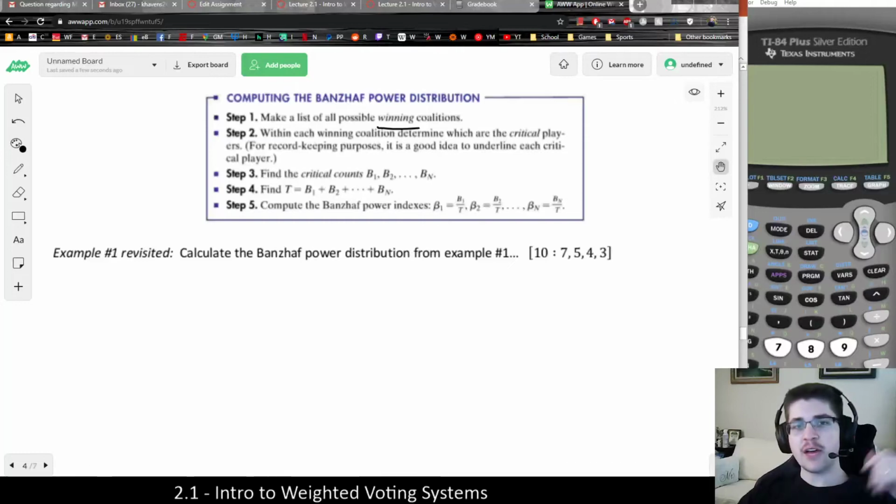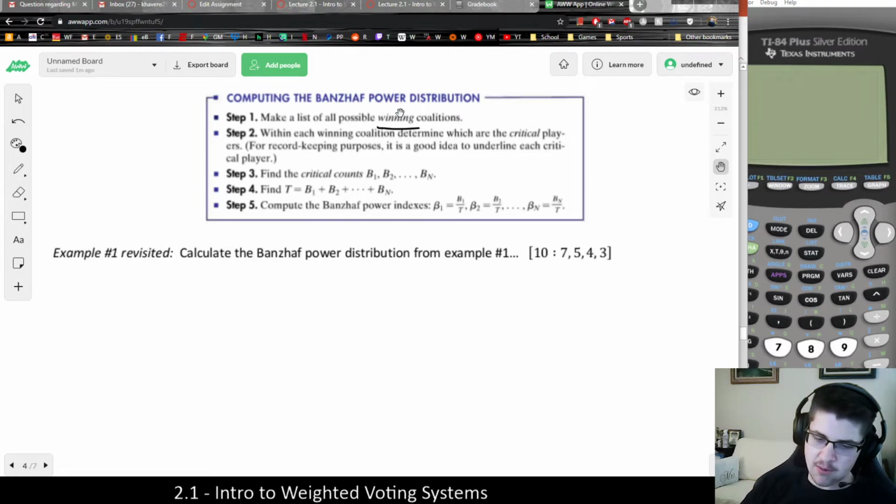In this video, we will calculate a complete Banzhaf power distribution. And we'll return to the example that we did when I first introduced the term coalition in notation, the example in which we had 4 players with weights 7, 5, 4, and 3, where the quota was set to be a simple majority. And if you recall, we actually already found all the winning coalitions, and since that's step 1, we've already kind of done part of the work for the Banzhaf power distribution.